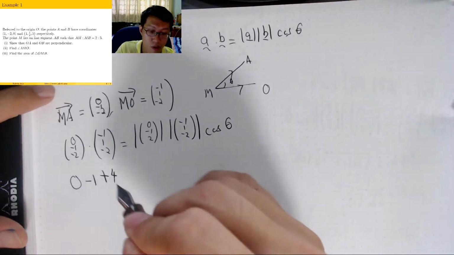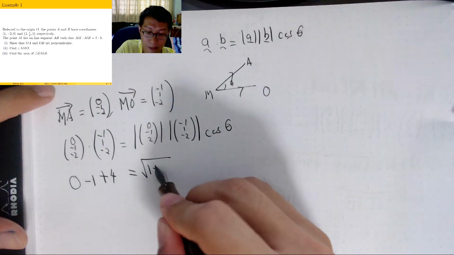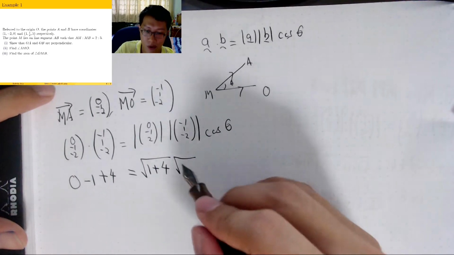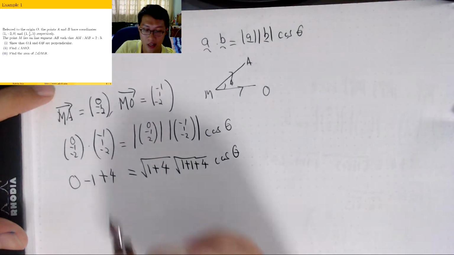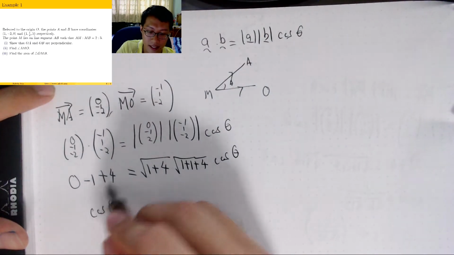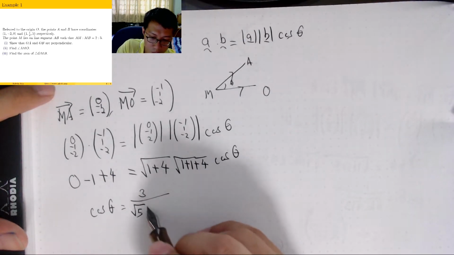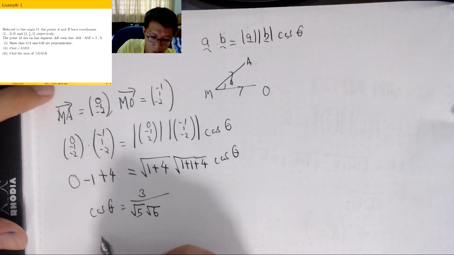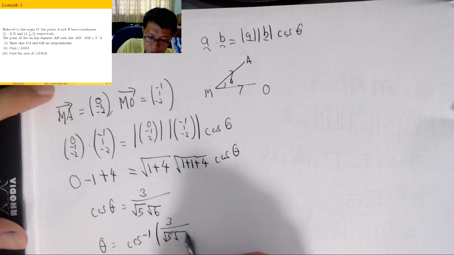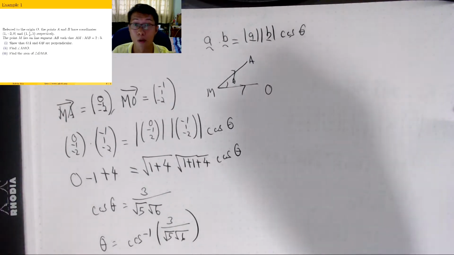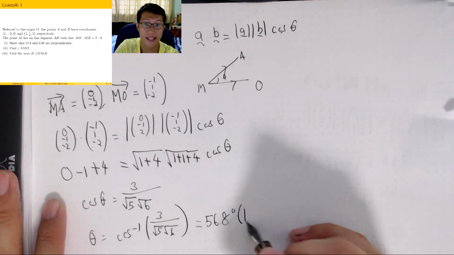So 0 minus 1 plus 4 equals 3. The magnitude of this vector is square root of 1 squared plus 2 squared, and the other is square root of 1 squared plus 1 squared plus 2 squared. Rearranging, cosine theta is 3 divided by square root 5 and square root 6. So theta is given by cos inverse of 3 over square root 5 and square root 6. Let us get a calculator to compute the value, and we have the answer of 56.8 degrees, correct to 1 decimal place.